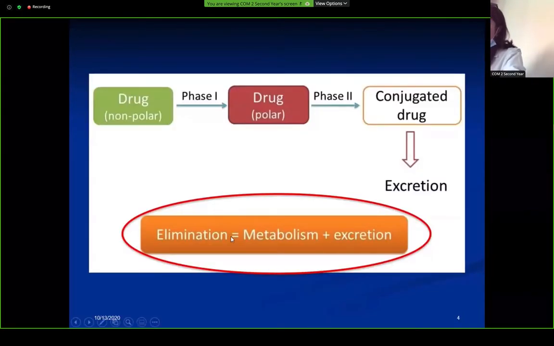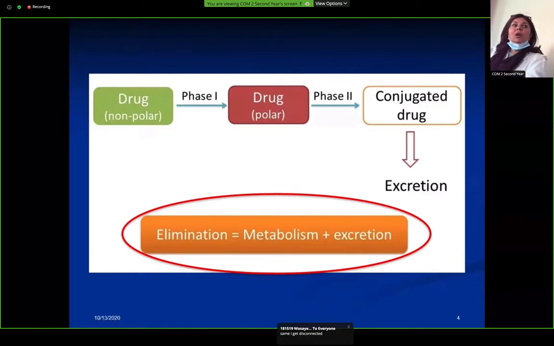Now, when we say elimination, as I told you, you might see it under excretion, or they put it as metabolism and excretion. This is just a schematic overview of metabolism and excretion. You have the drug, usually non-polar. If you want it to be excreted through the urine, it should be what? More polar. So through metabolism, you are rendering all your metabolites more polar.